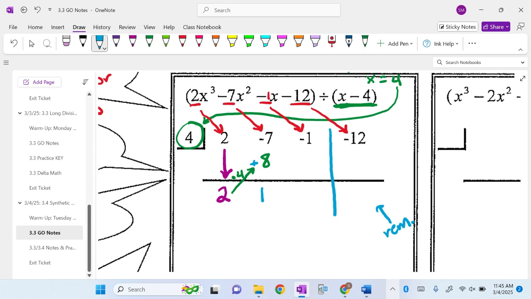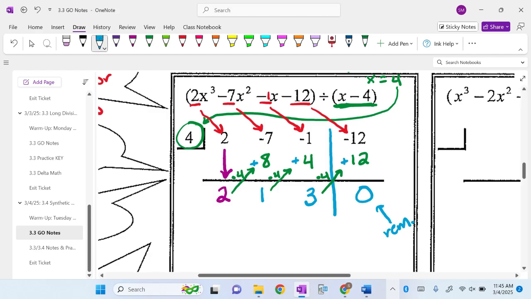And then we repeat the process until it's all filled in. So, multiply by 4 again. This is 4. Add it. -1 plus 4 is 3. Repeat it again. Multiply by the root, which is 4. This would be 12. Add it. -12 plus 12 is 0. And we're done.